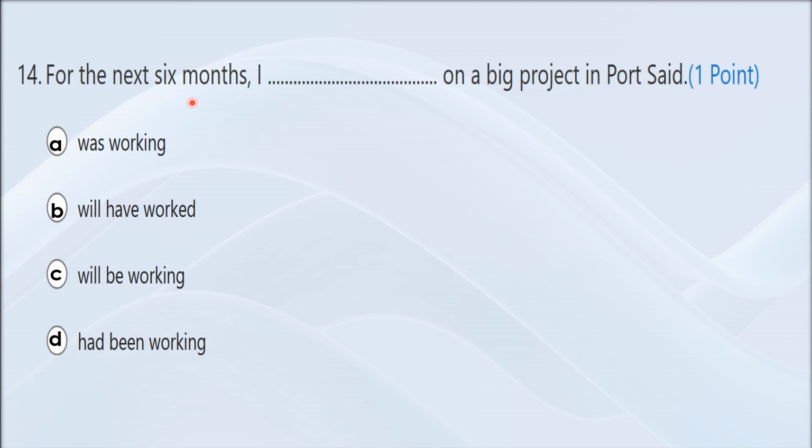For the next 6 months, I was working, will have worked, will be working, had been working. Again, we're talking about tenses.